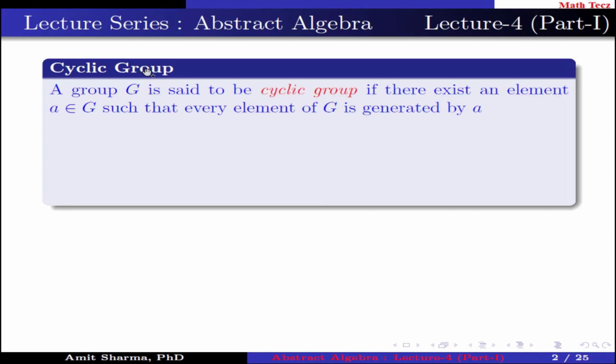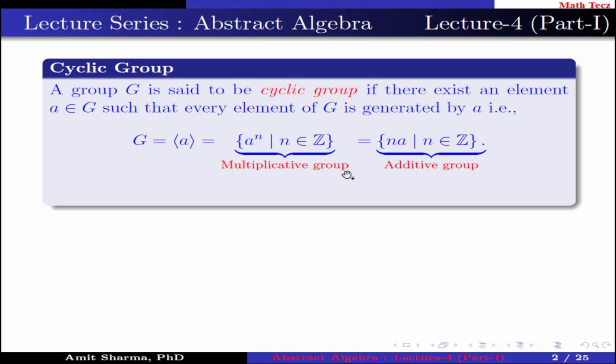Cyclic group. A group G is said to be a cyclic group if there exists an element A belongs to G such that every element of G is generated by A, that is, G is generated by A, which is further written as A to the power n such that n belongs to Z. This is for a multiplicative group. And for an additive group, it will become n into A such that n belongs to Z.